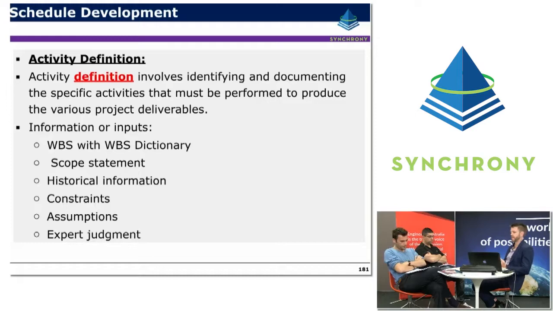Okay, activity definition, so defining the activities that exist within these control accounts involves identifying and documenting the specific activities that must be performed to produce the various project deliverables within that work package. Some of the inputs include the WBS and the WBS dictionary, the scope statement, historical information, constraints. There might be particular constraints in the project that need to be modelled, any assumptions, and expert judgment.